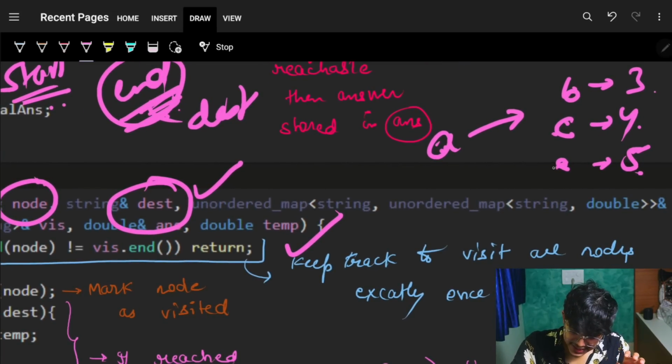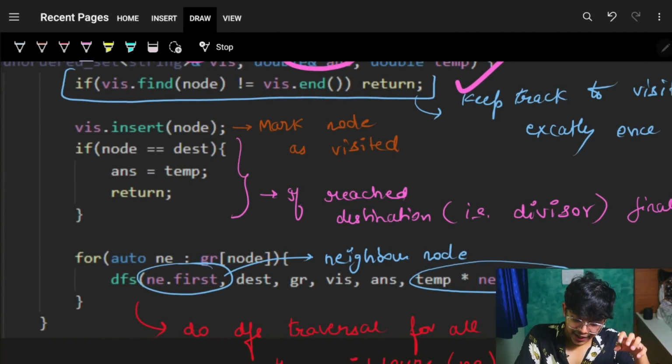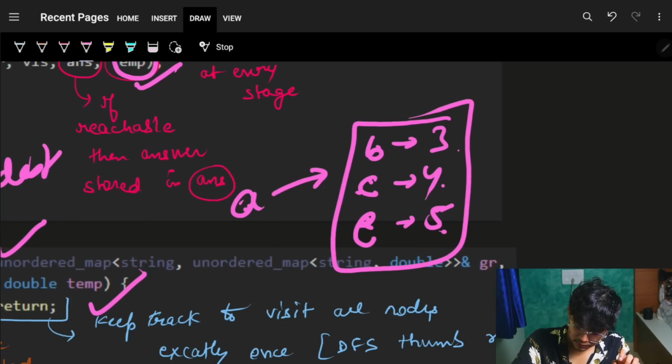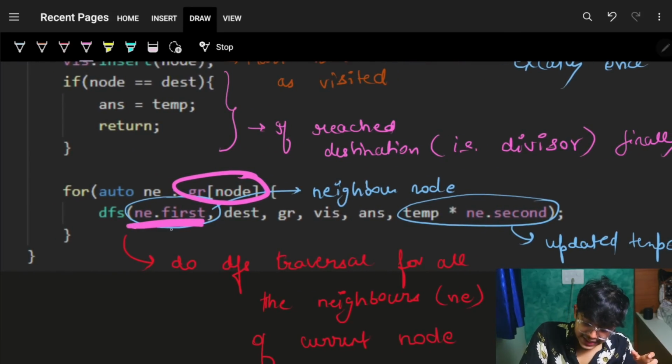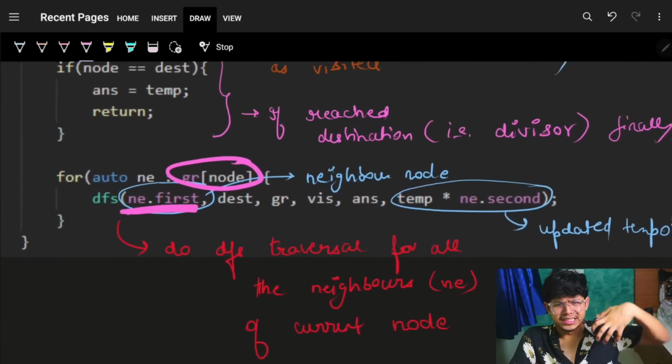Now, B, C, and E are the neighbors. So basically, I'm just iterating on all the pairs of this graph of node, because it is the neighbors of A, as simple as that. Now, neighbor.first is actually this particular value, which is B, C, or E.